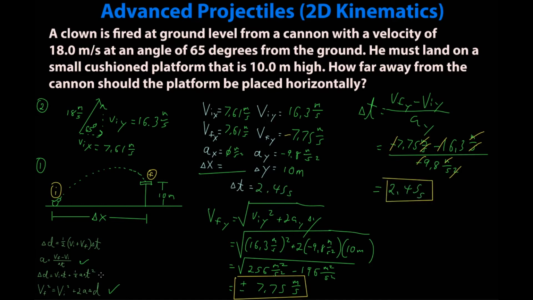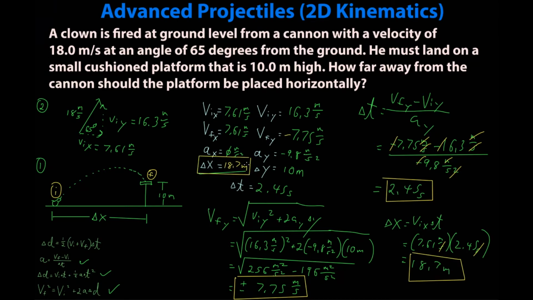Which means I can get delta x using the third kinematic equation. Delta x equals VIX times time equals 7.61 meters per second times 2.45 seconds. Seconds cancel, and I get 18.7 meters. 18.7 meters is my answer. It's how far away. So this was not a perfect arc. There is no symmetry here. So I couldn't just make VFY the opposite of VIY here. I actually had to find it. And it all really comes down to understanding your image in the beginning.